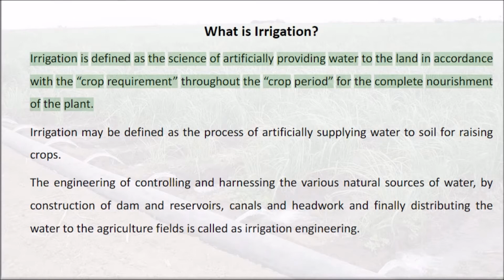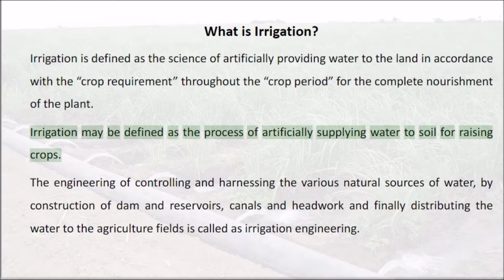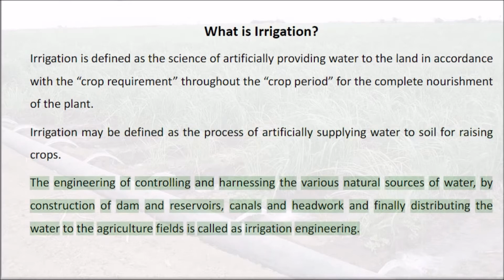Irrigation is defined as the science of artificially providing water to the land in accordance with the crop requirement throughout the crop period for the complete nourishment of the plant. Irrigation may be defined as the process of artificially supplying water to soil for raising crops. The engineering of controlling and harnessing the various natural sources of water, by construction of dams and reservoirs, canals, and headwork, and finally distributing the water to the agriculture fields is called irrigation engineering.